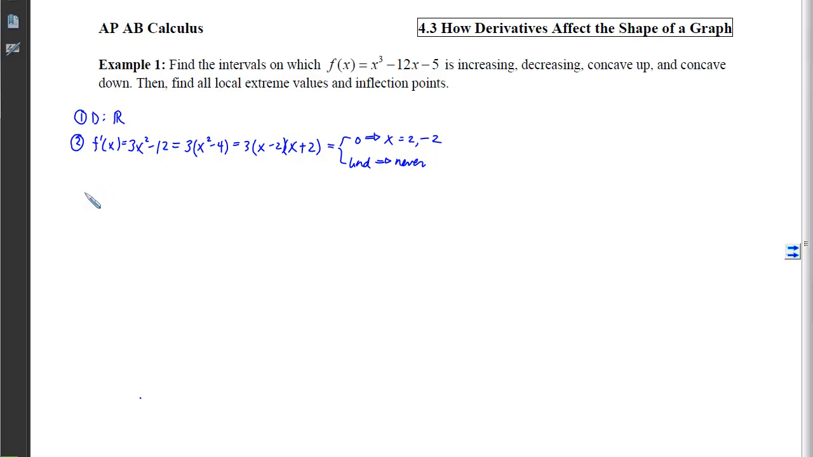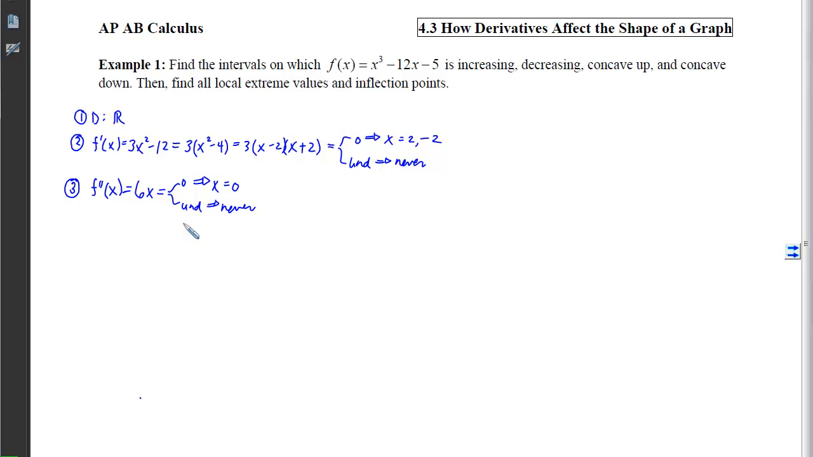With step 3, we want to find the second derivative of the function now, because this is going to help us determine our concavity and our points of inflection. So if I take the second derivative, I get 6x. This one is going to equal 0 or undefined. It's never undefined. And it's 0 when x is 0.